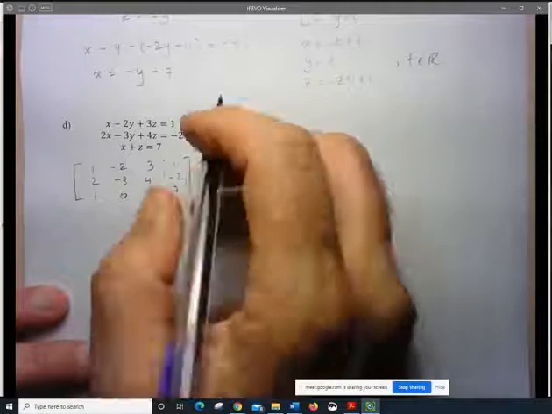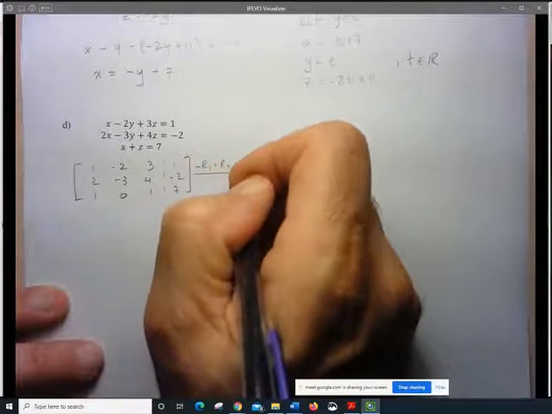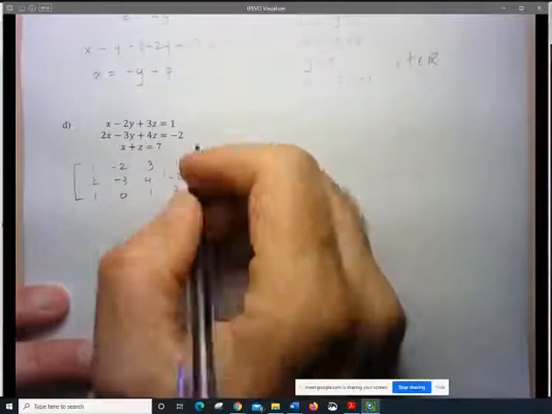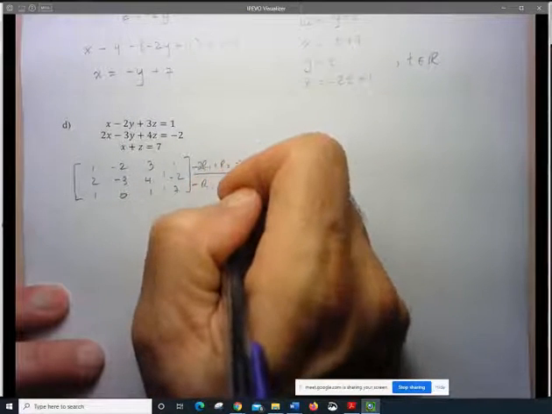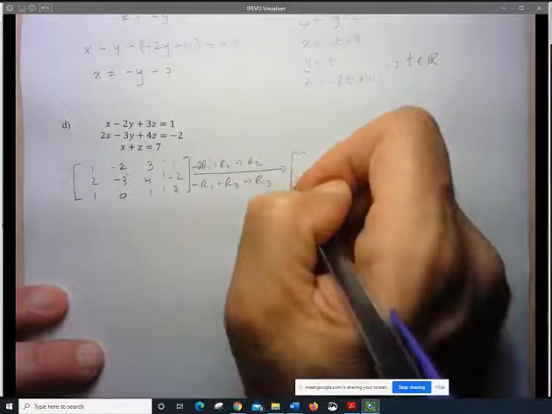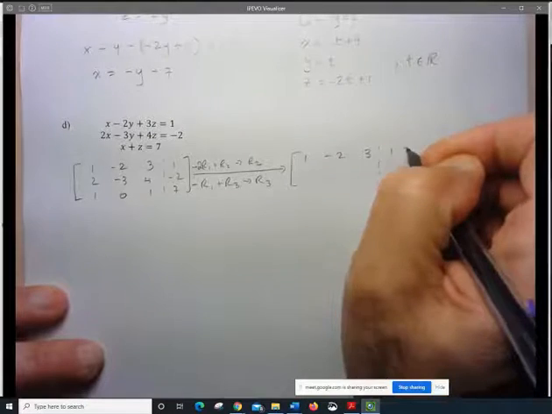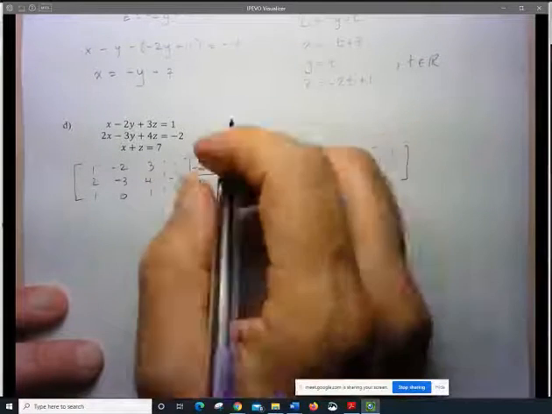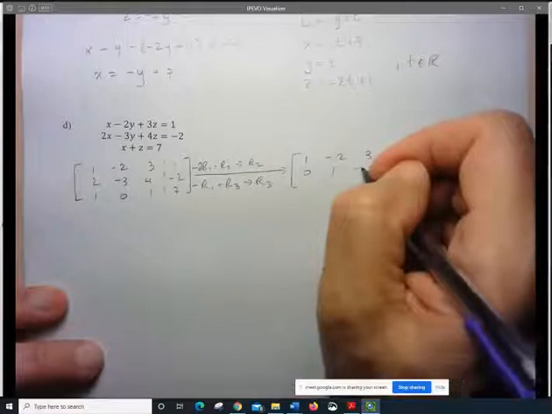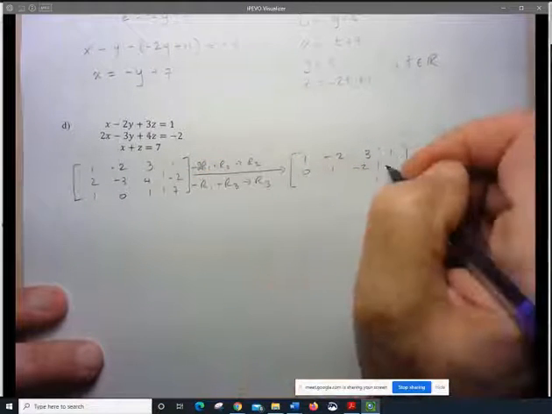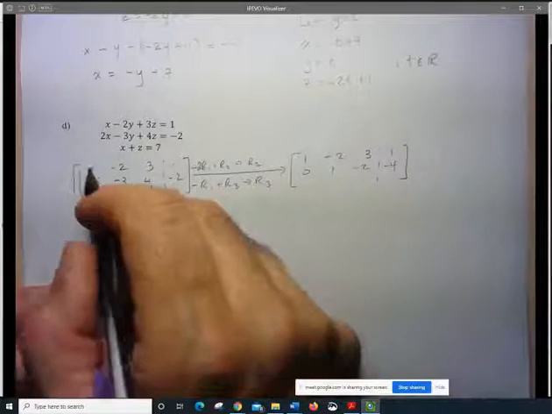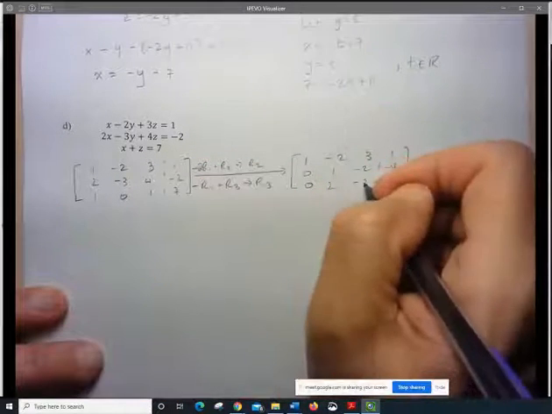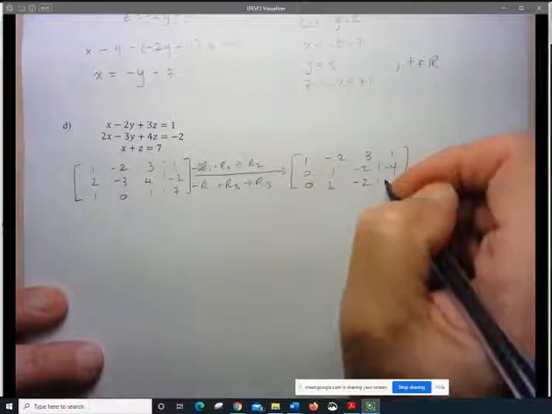Okay. So always doing the same thing. Negative R1 plus R2 gives me R2. Of course, that was supposed to be -2. And then negative R1 plus R3 goes into R3. Okay, 1, -2, 3, 1. Okay, -2 plus 2, 0. Okay, 4 minus 3, 1. -6 plus 4, -2, and then -2 minus 2, -4. Okay, so here, -1 plus 1 is 0, 2 plus 0 is 2, -3 plus 1 is -2, and then -2 plus 7 is 5.